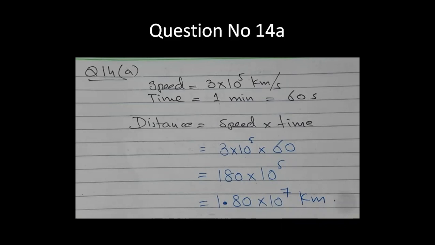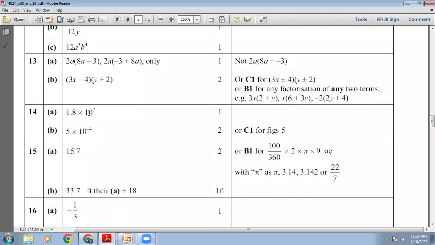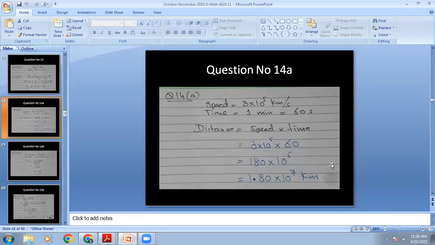You know that distance is equal to speed multiplied by time, and 3x per 5 multiplied by 60 will be 180x per 5. So when you write it in the standard form, it will become 1.80 x per 5 kilometers. Our answer is also 1.8 x per 7.